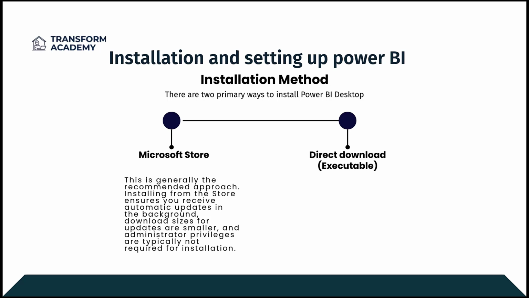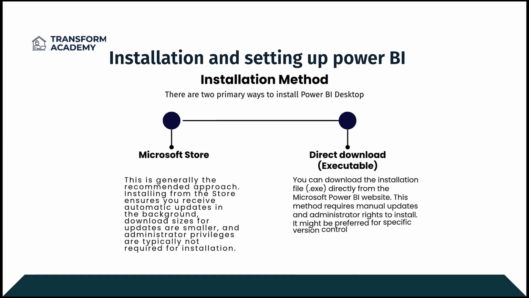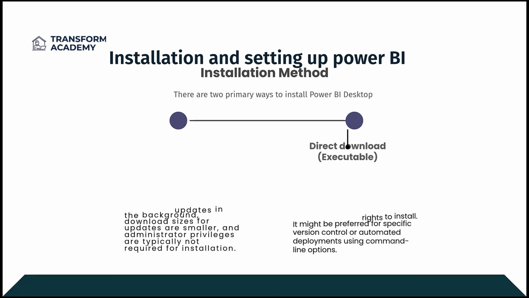Direct download executable. You can download the installation file, .exe, directly from the Microsoft Power BI Desktop website. This method requires manual updates and administrator rights to install. It might be preferred for specific version control or automated deployment using command line options.